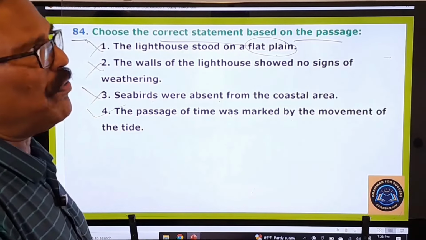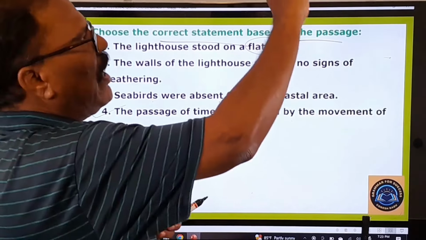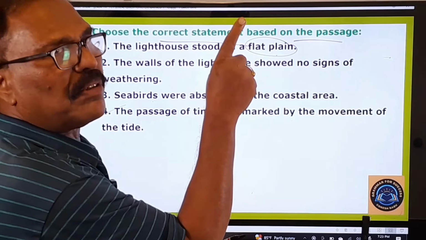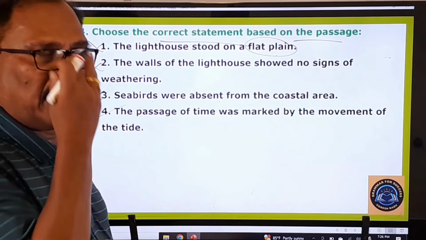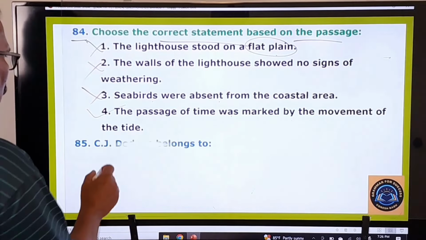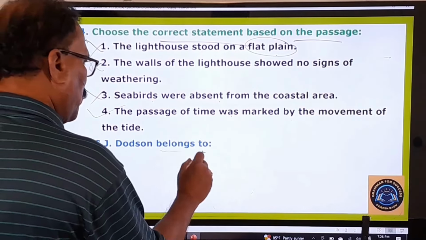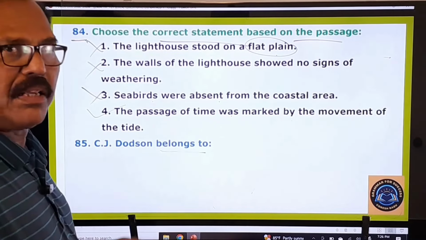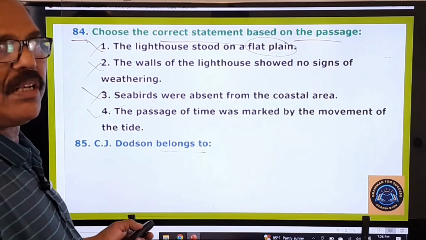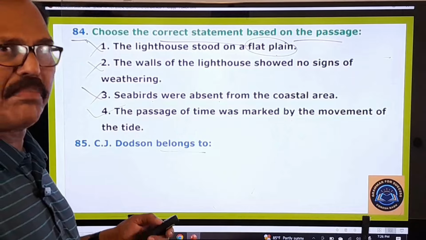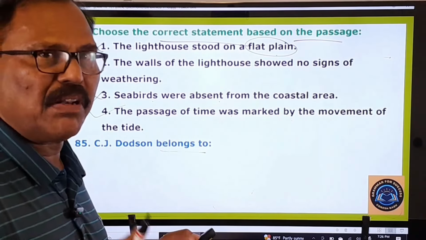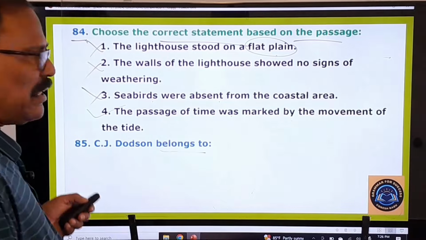Because if you look at the walls of that lighthouse, you understand this lighthouse must have been there from time immemorial. And the next question here is what C.J. Dodson belongs to. Okay, C.J. Dodson. Who is this C.J. Dodson? He was a language teacher known for what? Bilingual method. He was only the person who propounded the theory of bilingual method, in the 1960s.